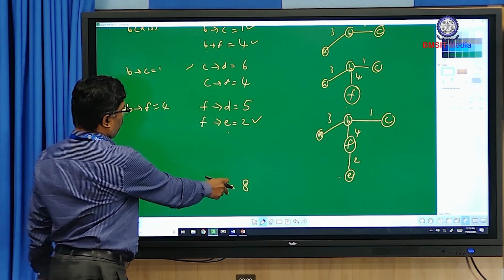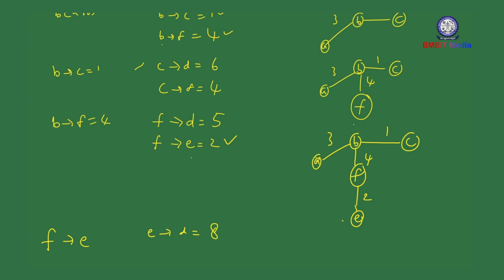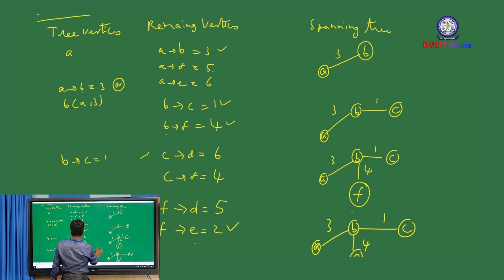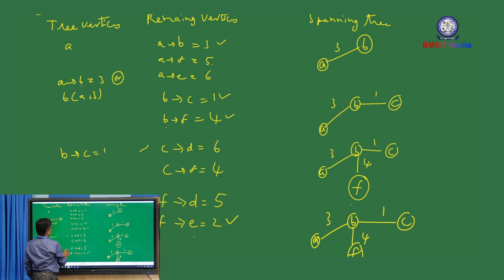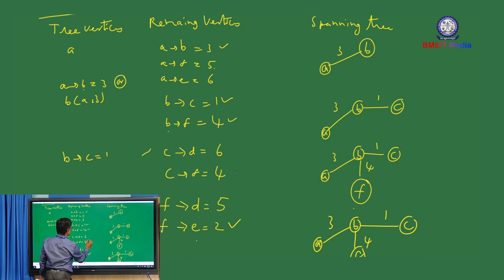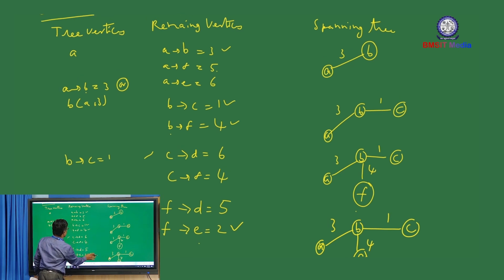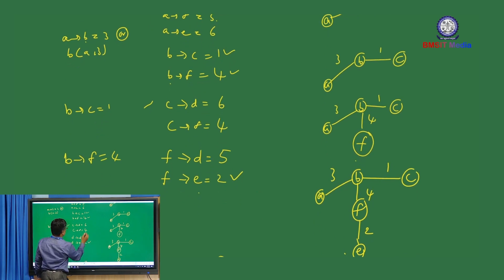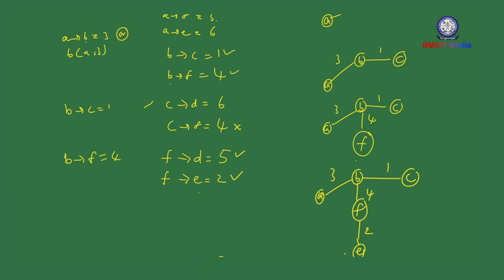Now out of all these things, which is the minimum, you have to find out. So see here, which is the minimum element? Here 5, 6 is there, 4 is there, C to F. If you draw C to F, you will get a cycle. So this is not possible to take. C to F is not possible to take. Next, which is the remaining element? The remaining element is 5, and 5 is nothing but F to D. Can take this.